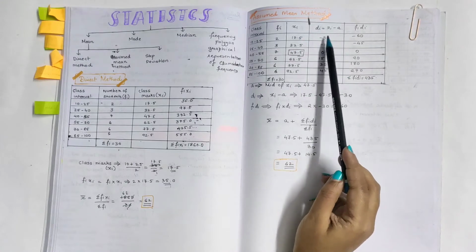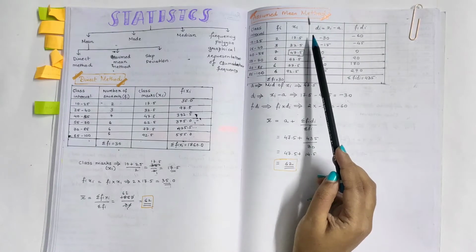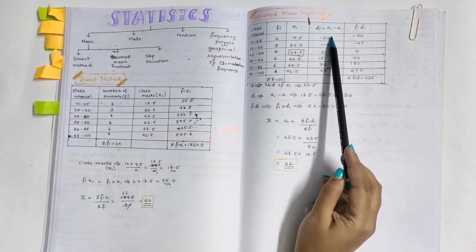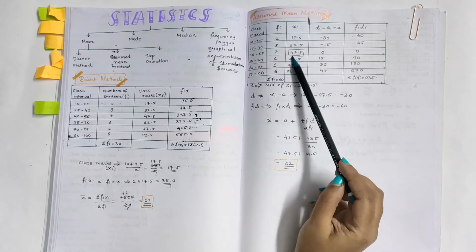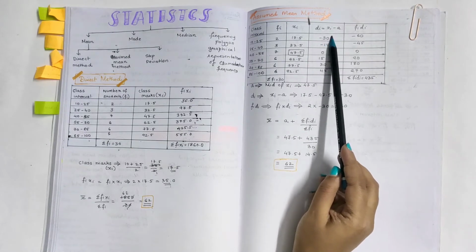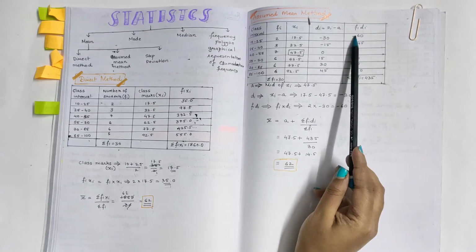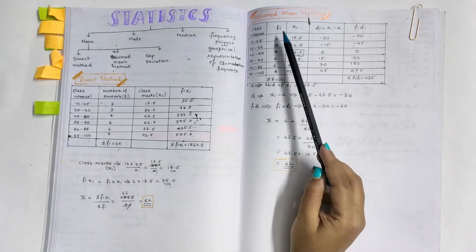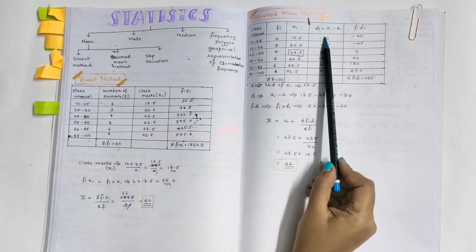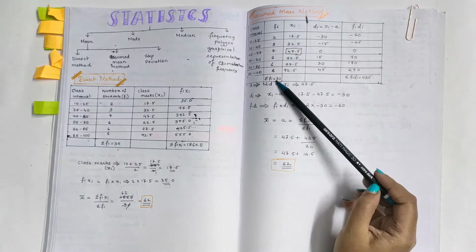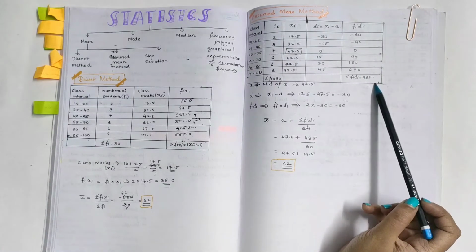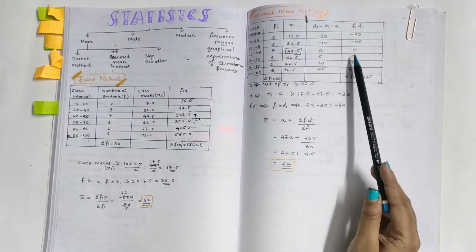Then subtract it from the xi. So xi is 17.5 and minus 47.5. 47.5 is the greater number, so the sign will be negative. And then fi di: for that I'll have to multiply fi into this di. Then take the sum of fi, and take the sum of fi di. This is how to do all this.